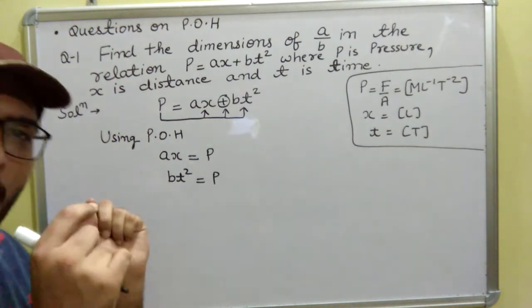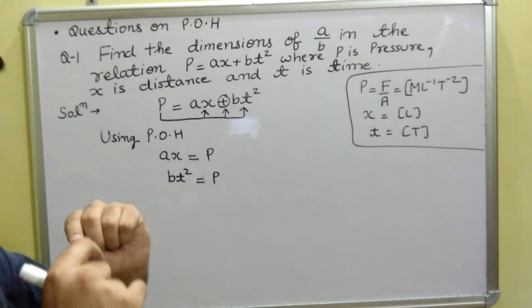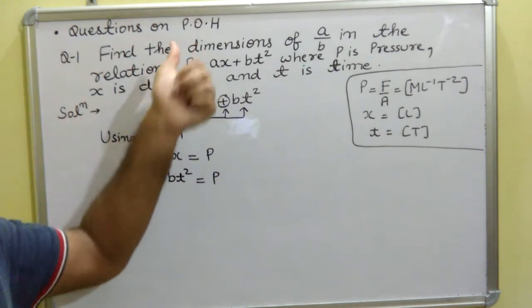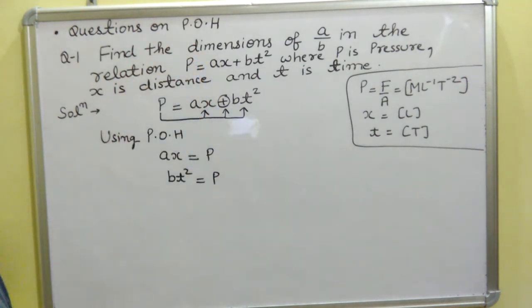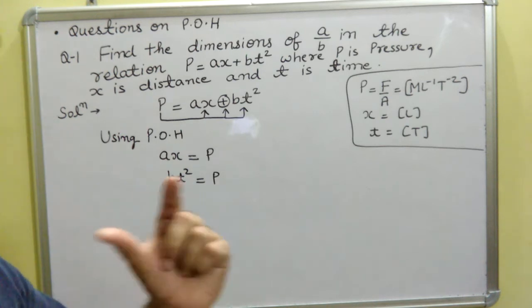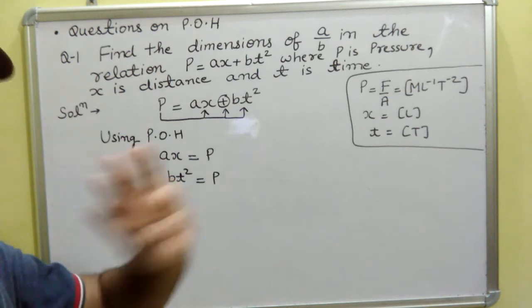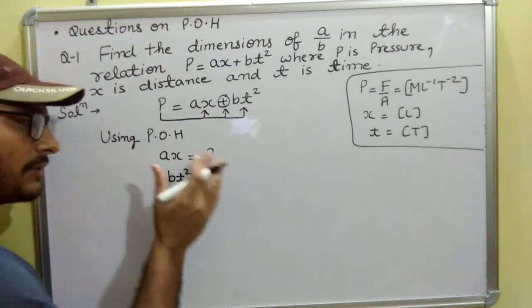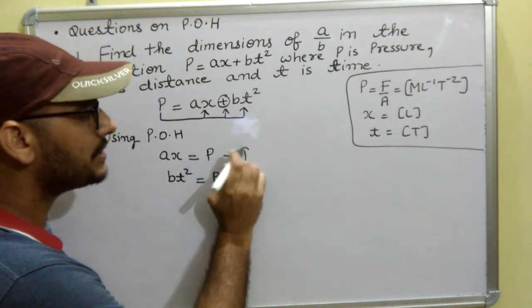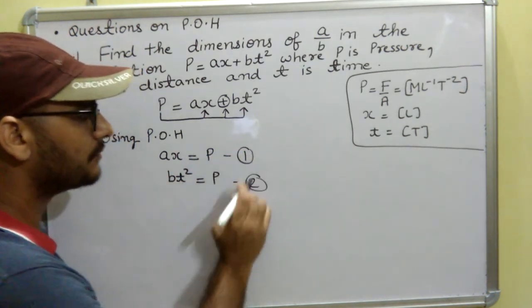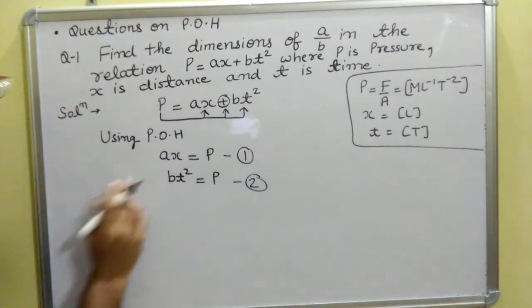So this is the most important point that you should know if you are dealing with the questions based on principle of homogeneity. If you understand this point now, then you can do all the questions of it. Okay, now let's solve this. This will be our first equation. This will be our second equation. Now solve this from first.